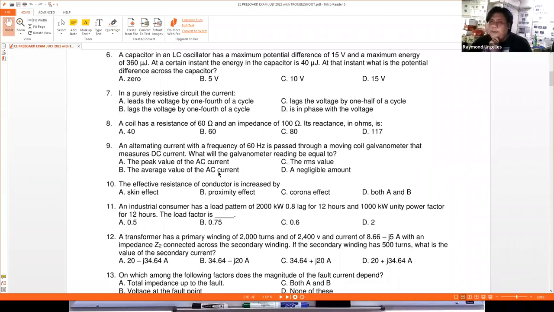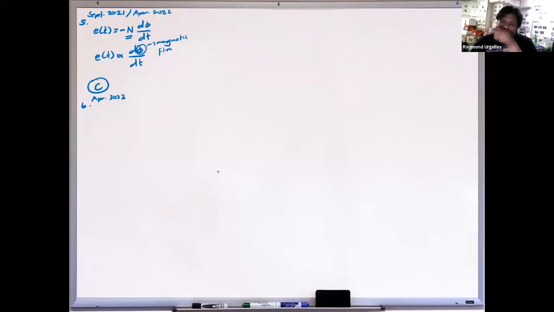So in this problem, again, this is an LC oscillator. Ito yung sinasabi ng mga estudyante na nag-take ng April 2022 na isa sa mga sinabi nila sa akin na mahirap daw, sa akin dun sa board exam. So although again, this is just actually pretty simple as long as you know the concepts.